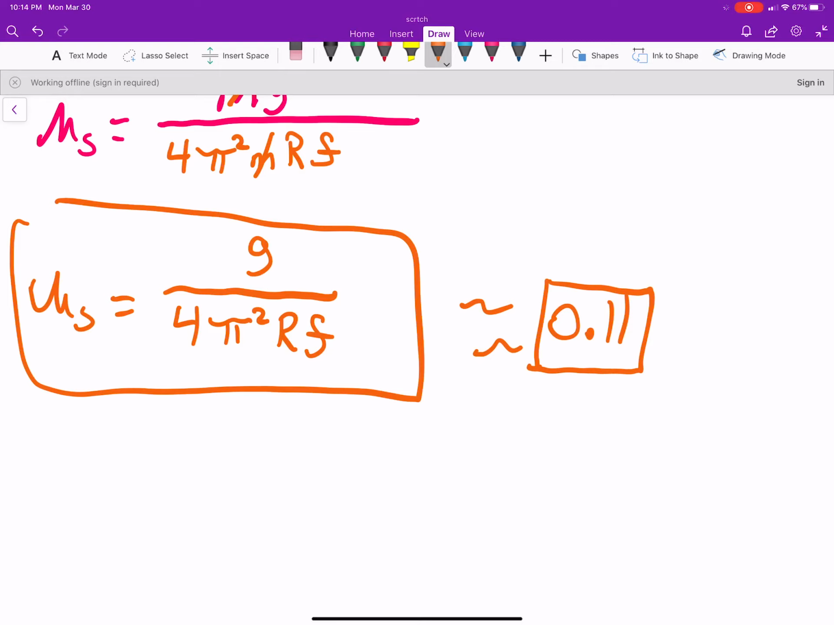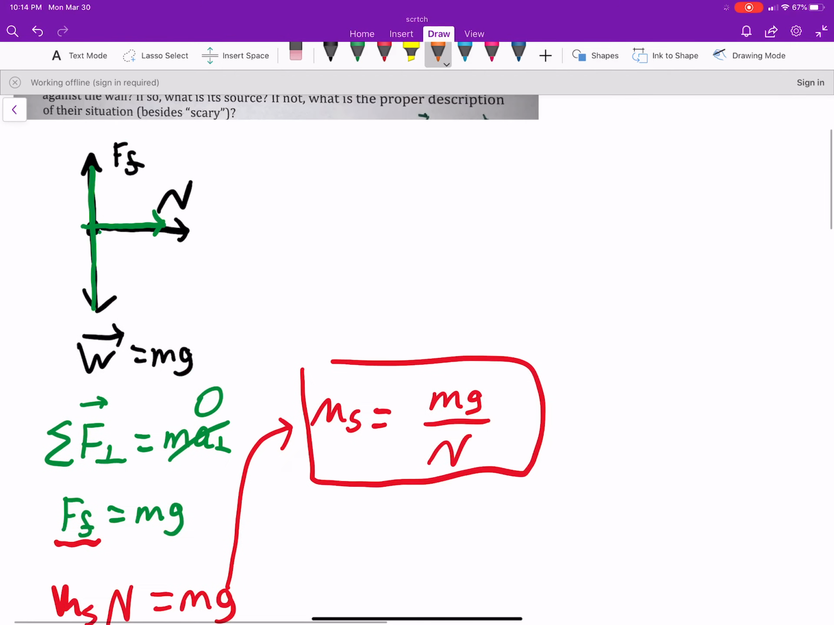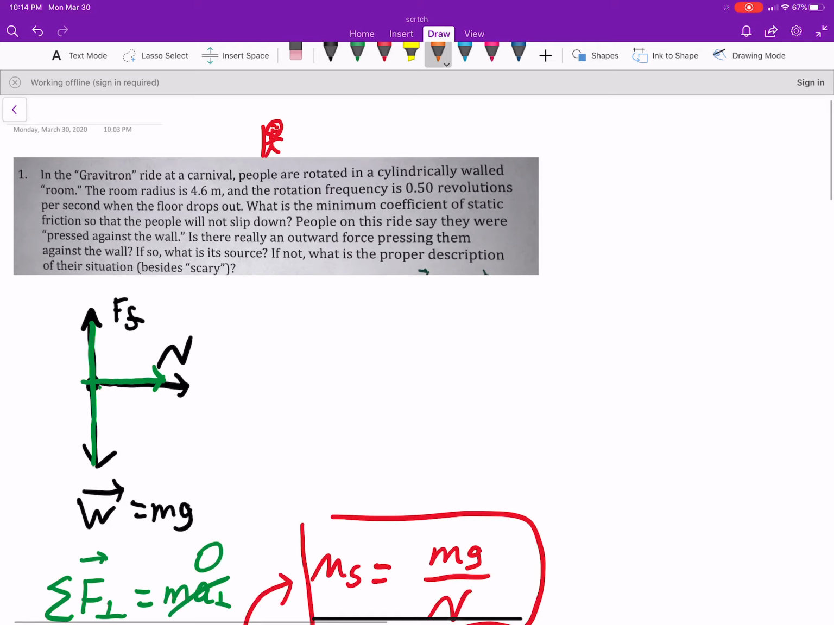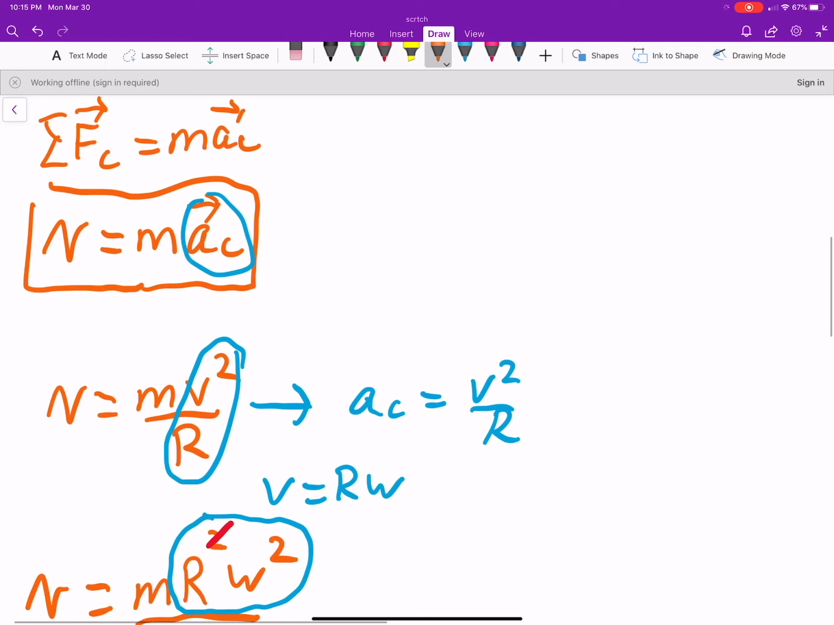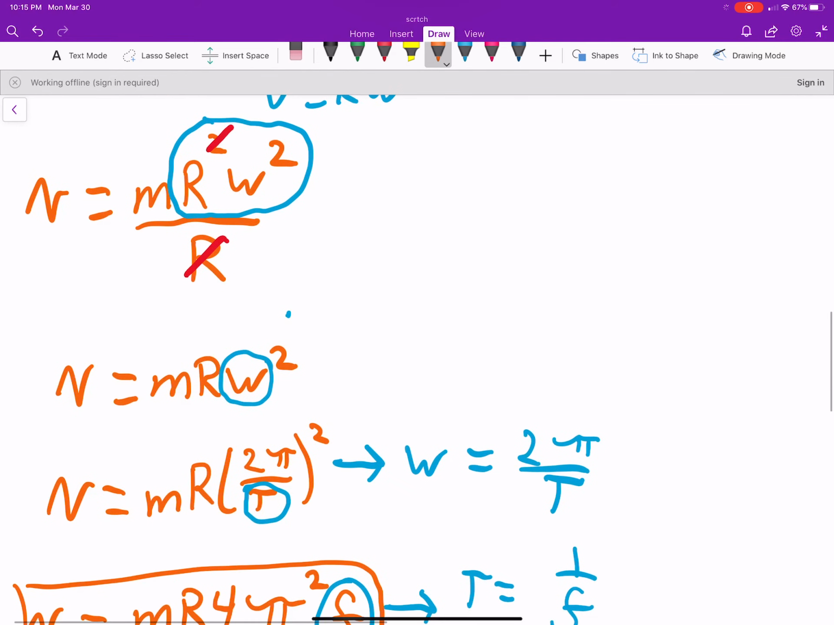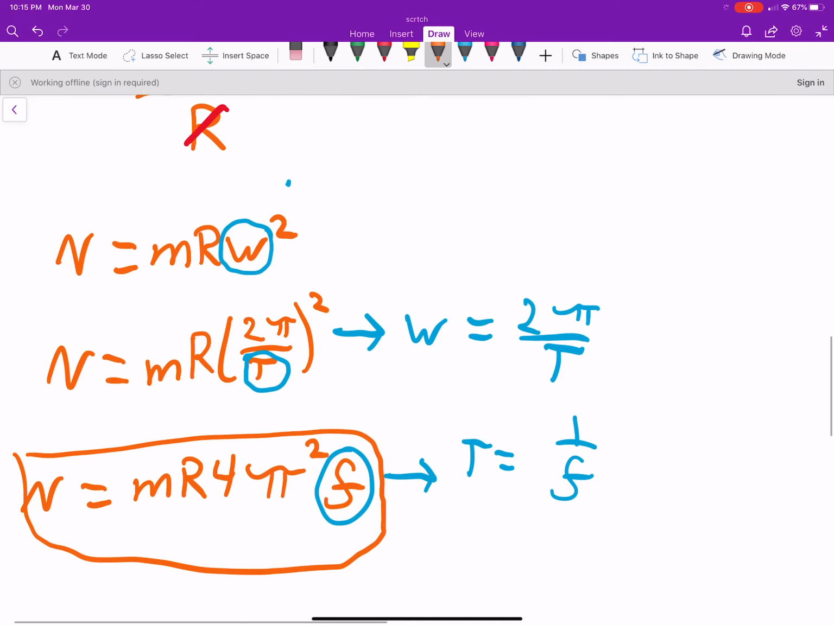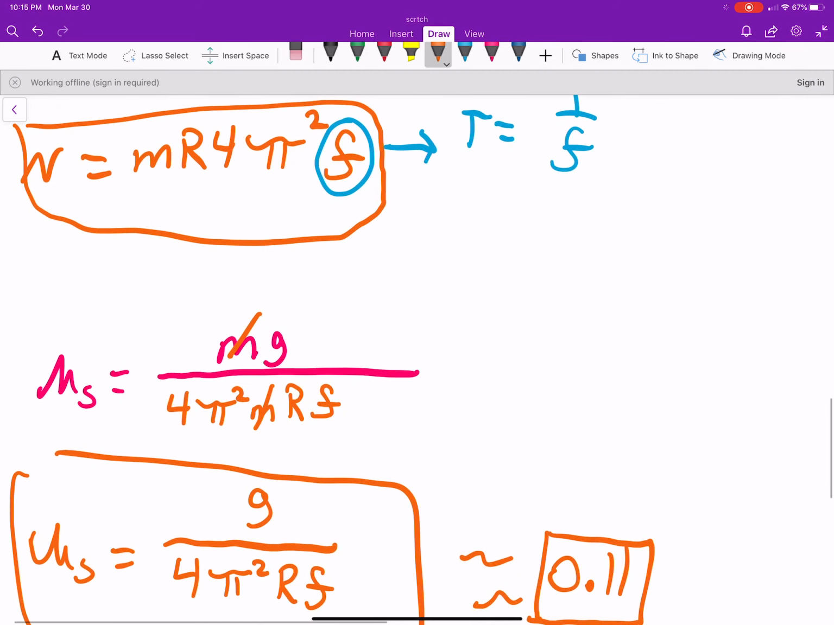So the reason why I did this problem is because I wanted to show you all this stuff in blue. Sure, it's a good problem. It's a somewhat classic problem. I think it's a good problem. But the most important thing about this problem, and why professors like it, is because it forces you to know what centripetal acceleration is equal to, what velocity is equal to, what omega is equal to, what your period is equal to, to get the answer right.